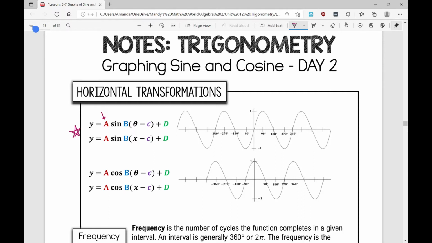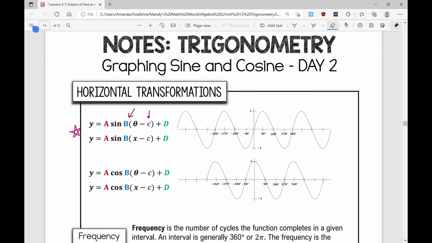We have our amplitude changes. These are going to be our period changes. Inside the parentheses, we're going to have our horizontal translations, which we'll definitely look at today, and then we have our vertical translations. So yesterday we changed our amplitude and we looked at vertical translations. Today we're going to focus on those period changes, which can be more difficult to graph, and then the phase shifts or the horizontal translations, which really make you think.